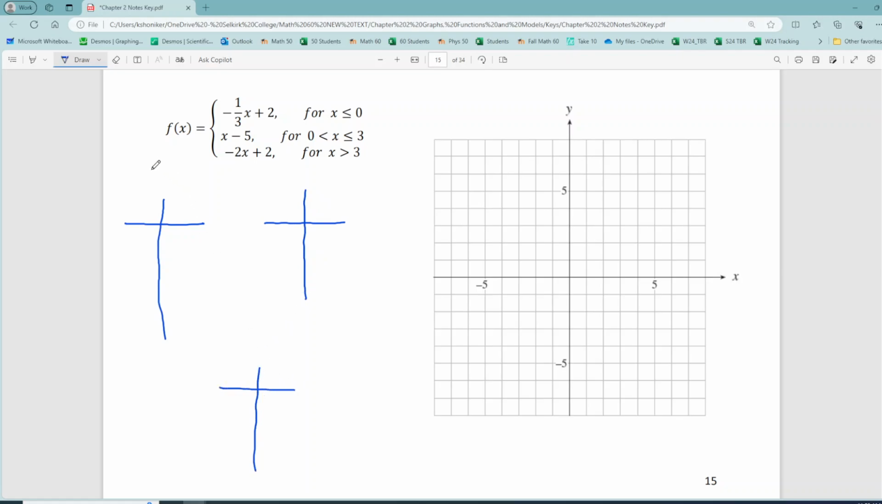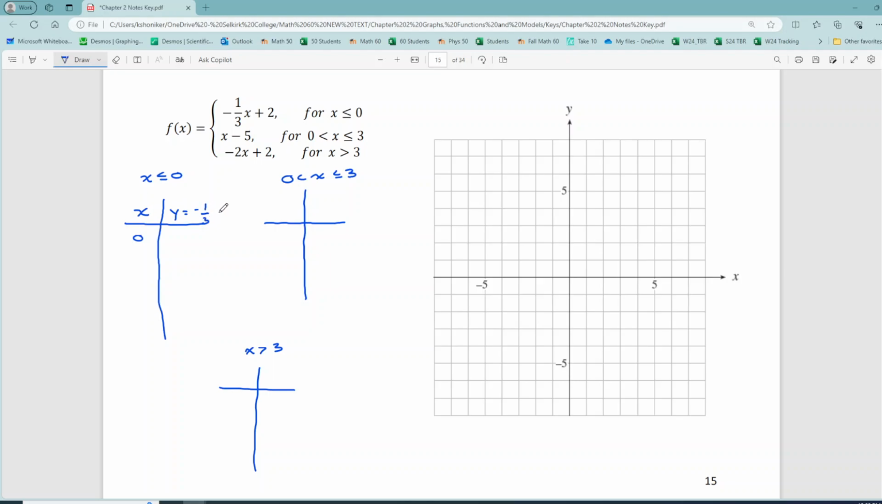My first one's going to be for x values that are less than or equal to 0. This one will be greater than 0 but less than or equal to 3, and then this one is greater than 3. So for this one I'm going to pick 0. Now for this one, when I look at it, I always pick x values that are going to make my equation nice.